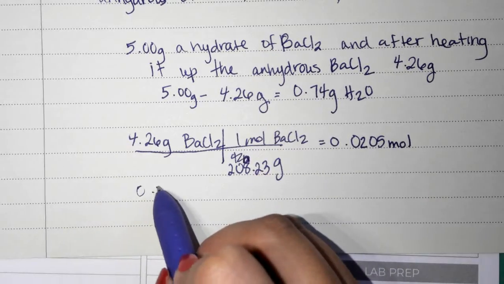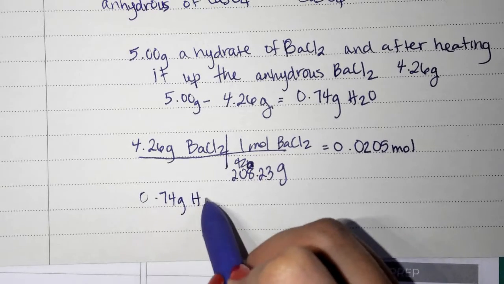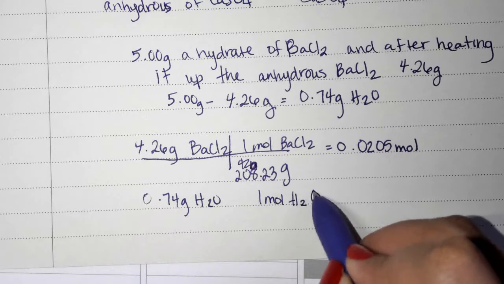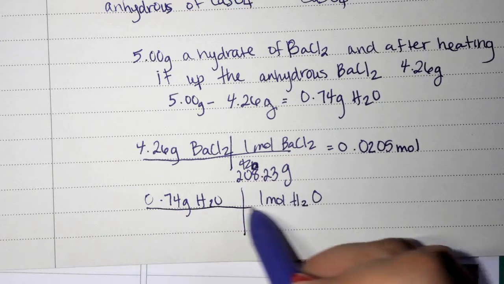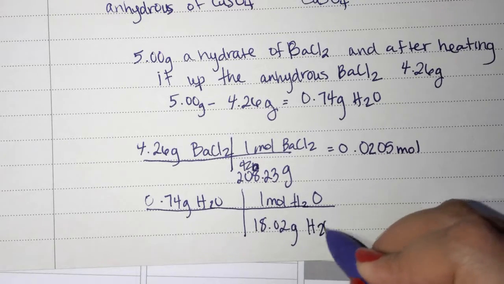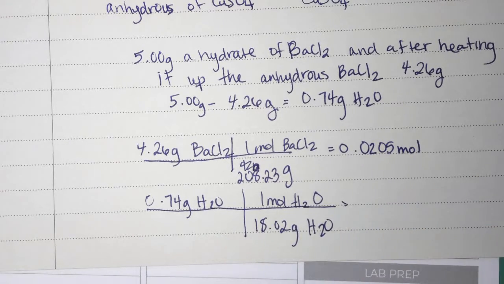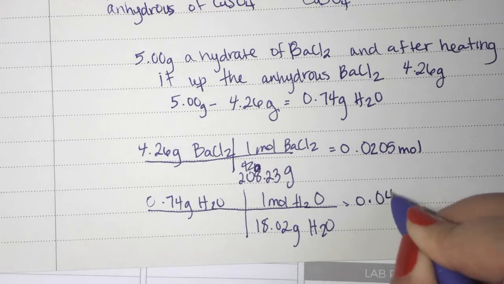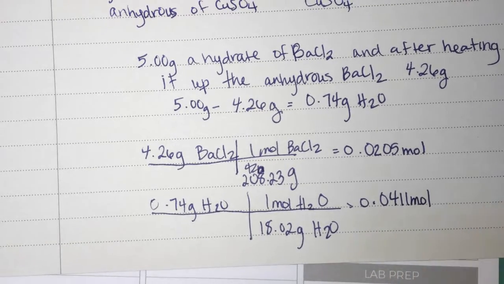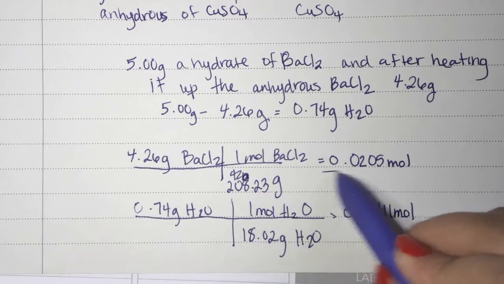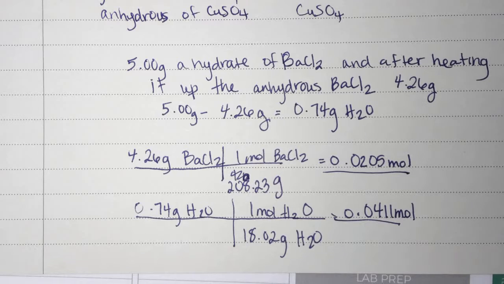And then we do the same thing for water. I found 0.74 grams of H2O, and I want to convert it to moles of H2O. So I'm going to take the mass of water, which is 18.02, and grams will cancel out. And when I plug this into my calculator, I get 0.0411 moles.